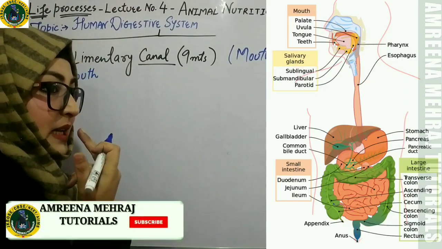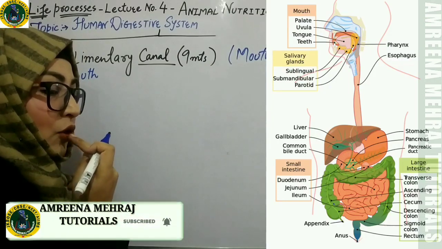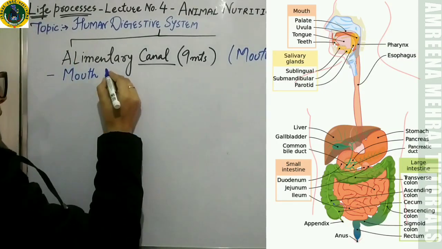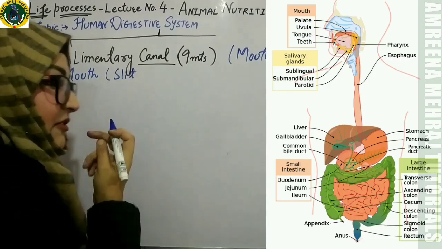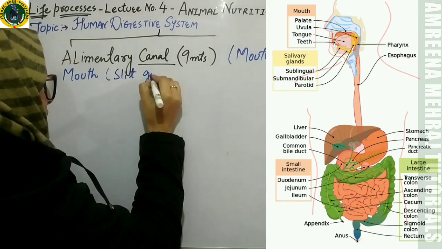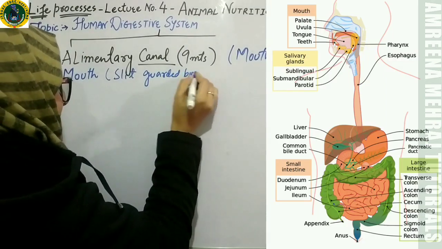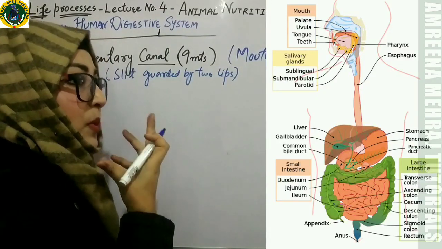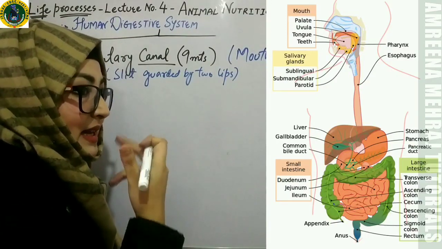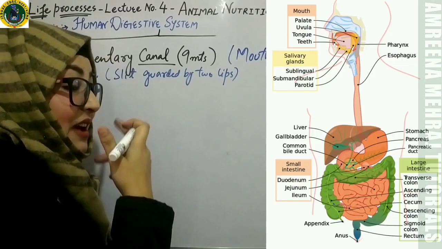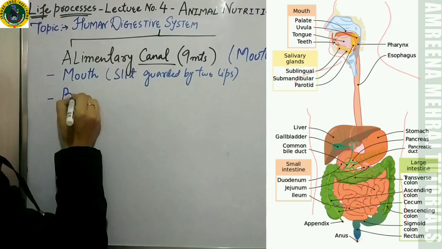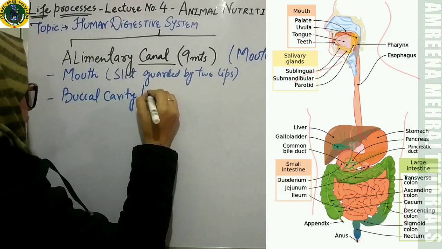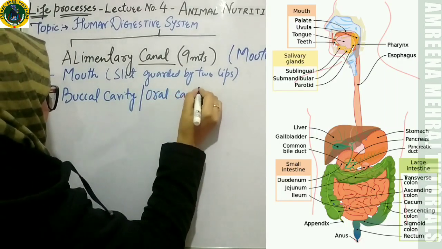This opening is made up of two lips. So, you have basically an opening which is guarded by two lips. This opening is your mouth. Okay. So, mouth is basically a slit, like a window, which is guarded by two lips. So this entry point is mouth. If you open your mouth, then you are able to see a cavity inside. That cavity is your buccal cavity. That is very, very important. Or you can call it an oral cavity.